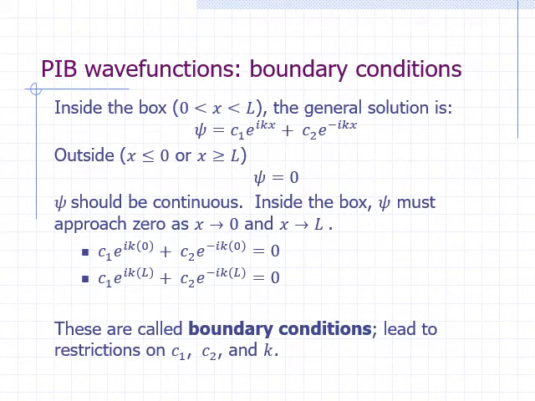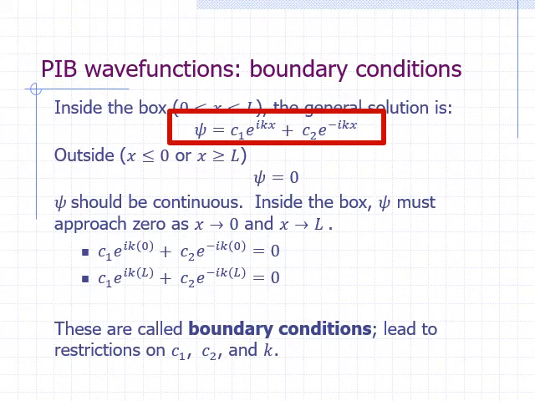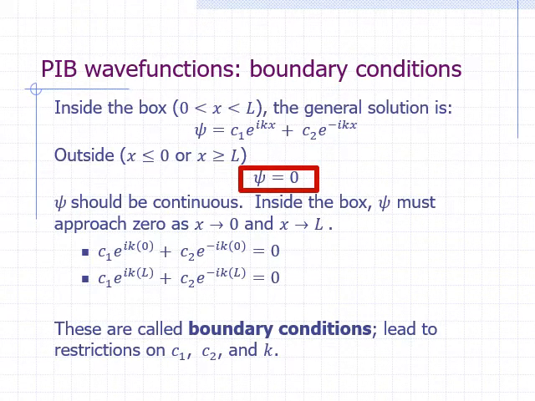Okay, so here's what we have so far. The general solution for the Schrodinger equation inside the box is psi equals a linear combination of e to the ikx and e to the negative ikx. Outside the box, psi is 0. Remember that the square of the absolute value of psi is a probability density function. And we defined our system such that we're not allowing the particle to be outside the box by making the potential energy infinite outside the box.